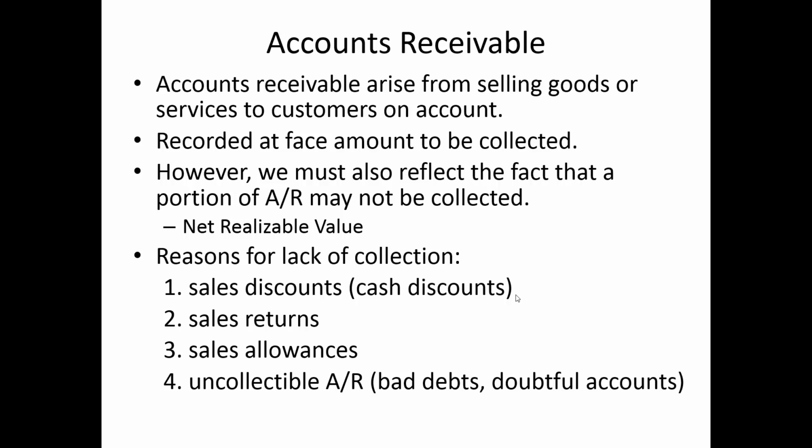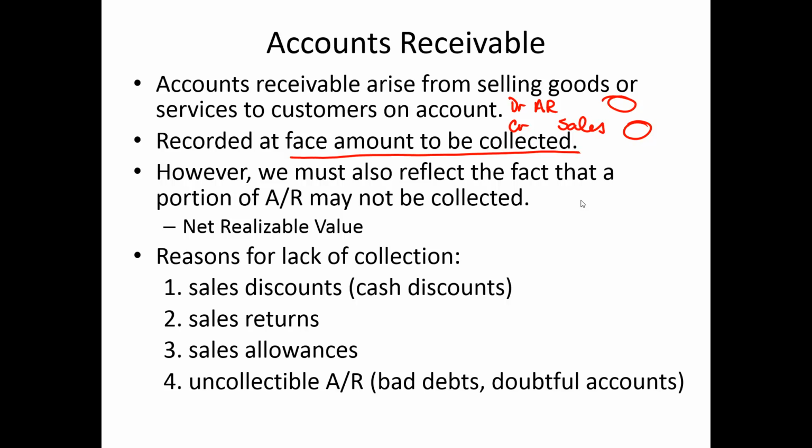Let's talk about accounts receivable. We know that accounts receivable arise from the selling of goods or services to customers on account. We know the entry is debit accounts receivable, abbreviated A/R, and credit sales. The amount is always the face amount that will be collected, and that's because it's a current asset and you'll be collecting it quickly, or at least that's the assumption.